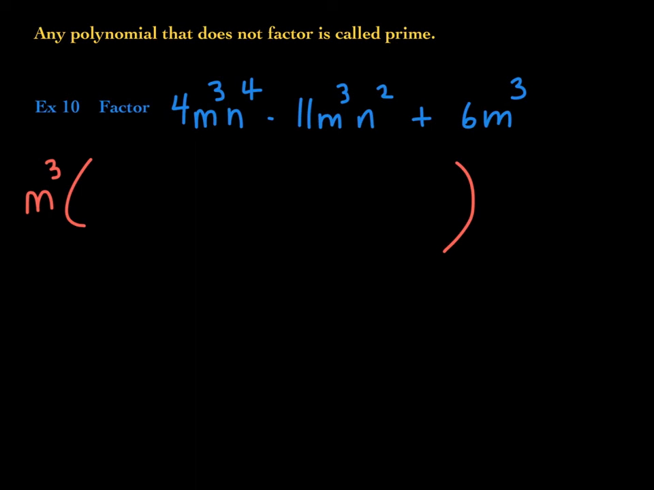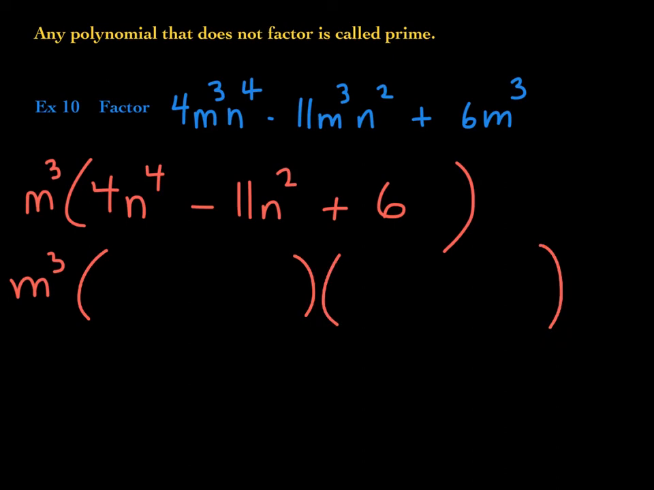All right, I hope you got the following. 4n to the fourth minus 11n squared plus 6. All right, we could be done, or this trinomial that results inside could factor further. So let's try.